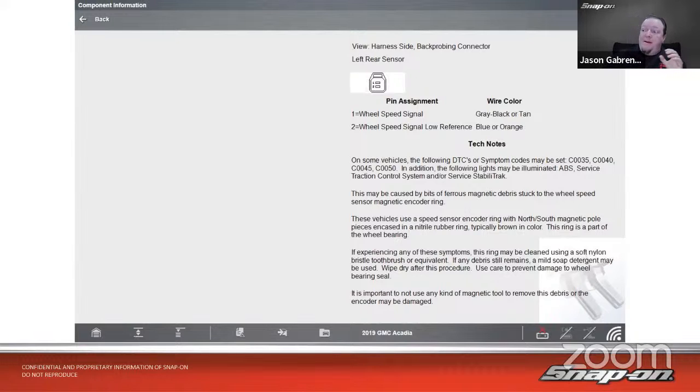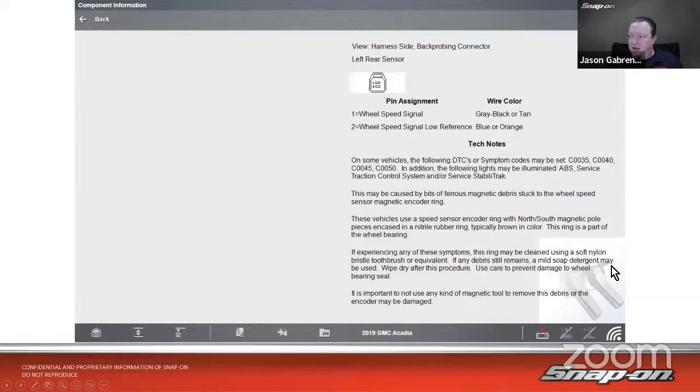So the knuckle, which that hub and bearing assembly is going to be in, is going to rust over time, unless it's aluminum, which more than likely it isn't. It's going to rust, right? The vehicles use a speed sensor encoder ring with north-south magnetic pole pieces encased in a nitrile rubber ring, typically brown in color. This ring is part of the wheel bearing. If you experience any of these symptoms, the ring may be cleaned using a soft nylon bristle toothbrush or equivalent.